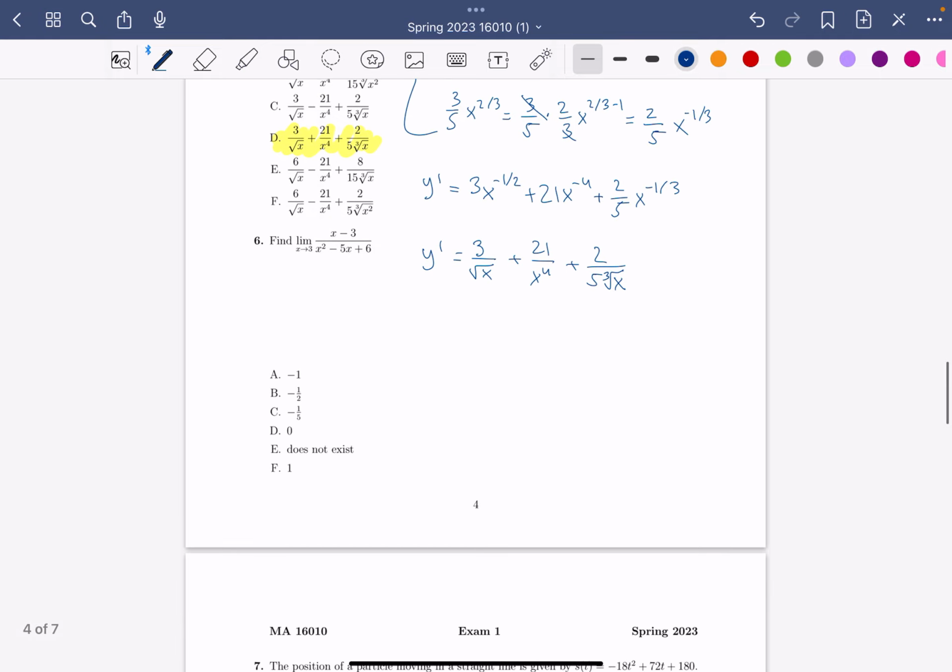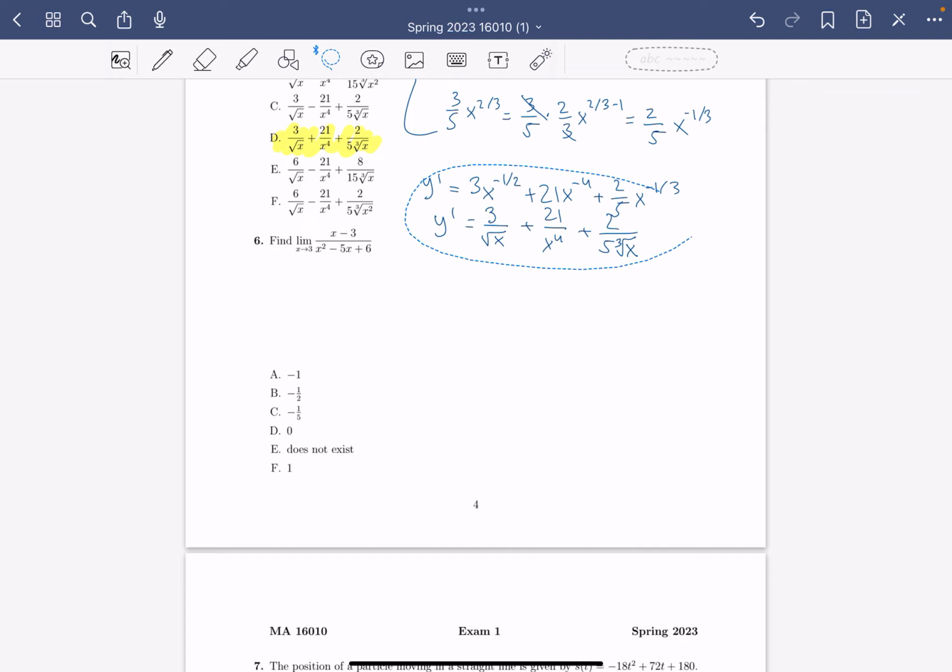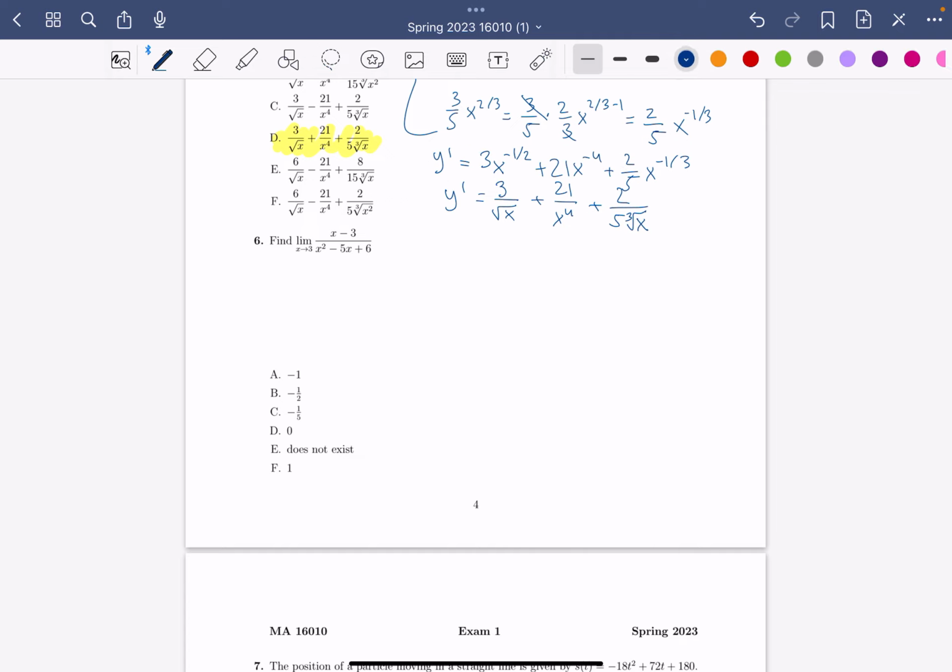Okay, question 6. I'm going to go ahead and move this out of the way a little bit to give a little bit more space. Find the limit as x approaches 3 of (x - 3)/(x² - 5x + 6). So, with these questions, if we were to plug in 3 at the bottom, we would see that 9 minus 15 plus 6 equals 0. So that's a D and E. We can't find the limit of a 0 over 0.